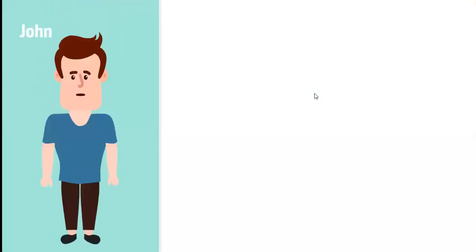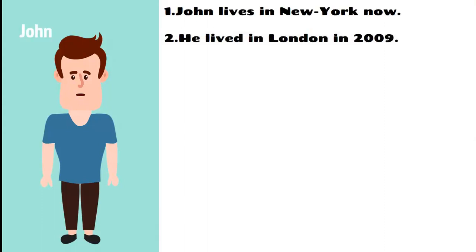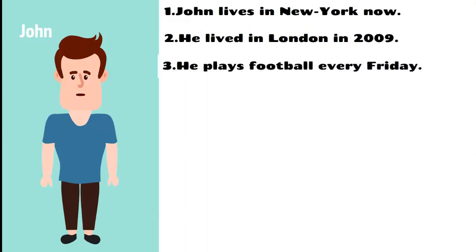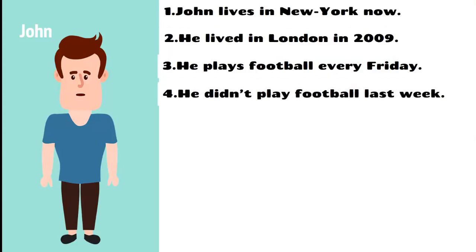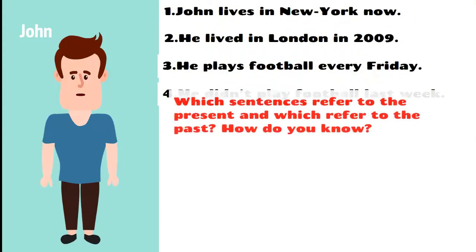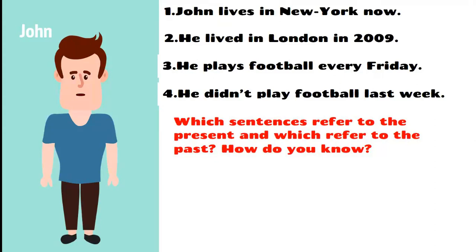This is John, and these sentences are about him. John lives in New York now. He lived in London in 2009. He plays football every Friday. He didn't play football last week. Which sentences refer to the present and which refer to the past?